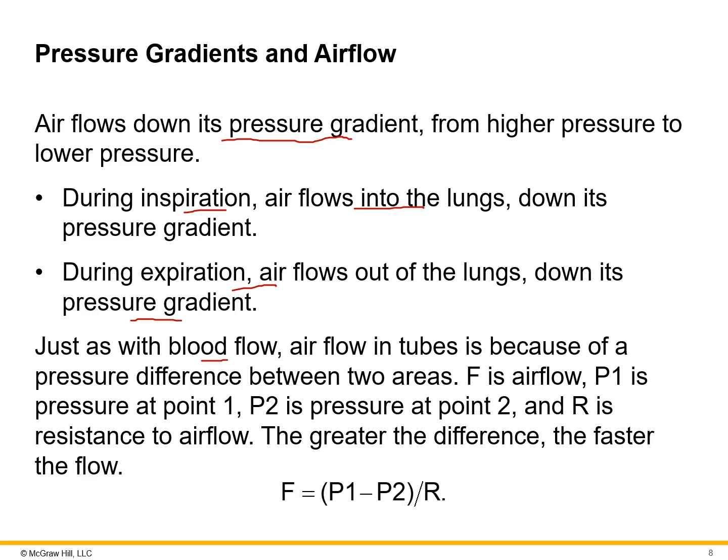Just as with blood flow, air flowing in the tubes is going to occur because of that pressure gradient. So we have a formula here: F equals the change in pressure, P1 minus P2, divided by R, and R is the resistance to that airflow. And F stands for our airflow. So the airflow equals the change in pressure, from pressure 1 to pressure 2, divided by the resistance. So the greater the difference, the faster the flow we're going to get.